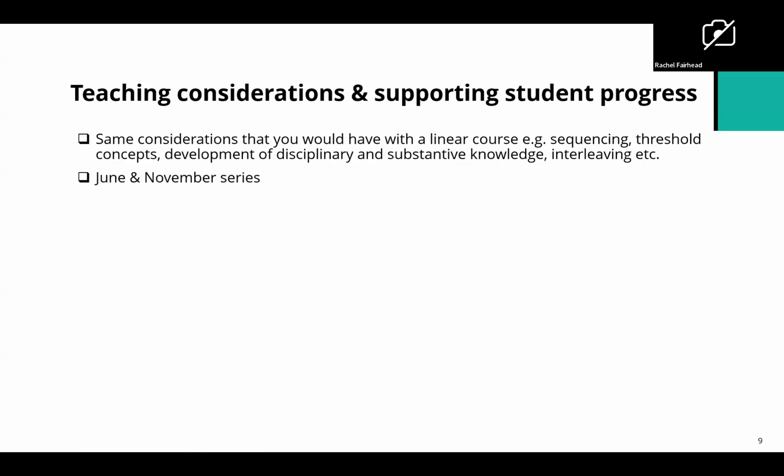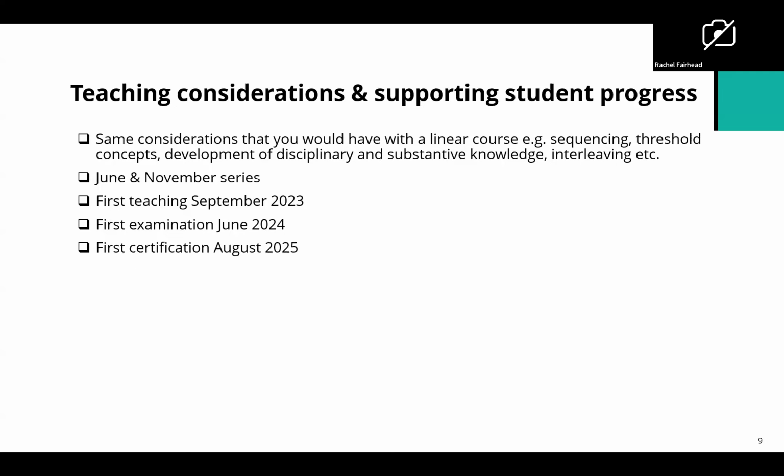There is a June and November series. First teaching was from September 2023. First examination was obviously in June just gone. And first certification is in 2025. Basically, what that means is that schools that took the modular approach started the teaching in September 2023. They either took unit 1 or unit 2 for examination in June 2024. And then in June 2025, they would do unit 1 or unit 2. And therefore, in August 2025, a certificate will be issued.